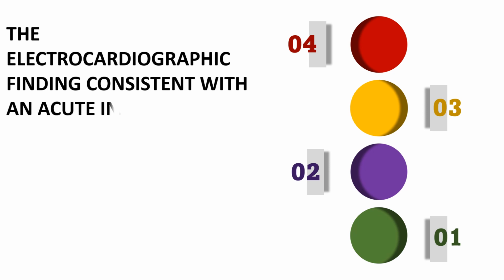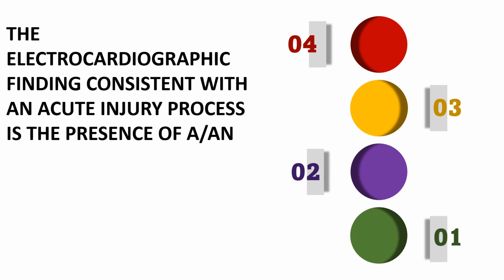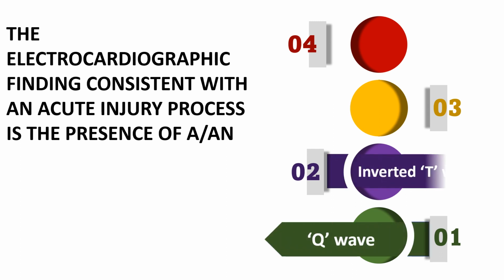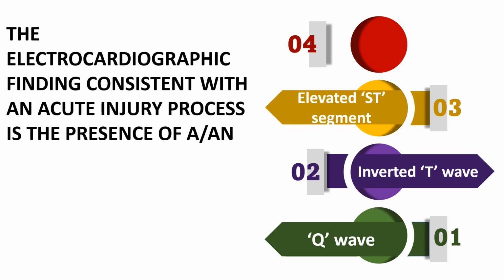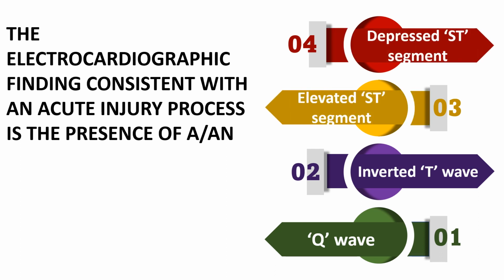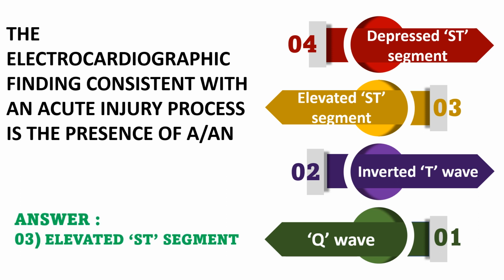Question number 3. The electrocardiographic finding consistent with an acute injury process is the presence of a, or an, option 1, Q wave, option 2, inverted T wave, option 3, elevated ST segment, and option 4, depressed ST segment. And the correct answer is option 3, elevated ST segment.